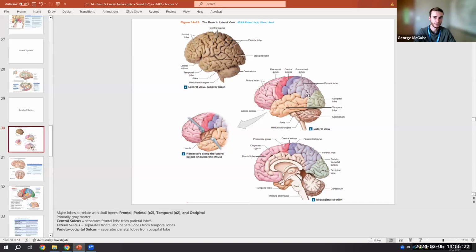We don't have a distinct sulcus or fissure that separates the temporal from the occipital, but then we do have one more sulcus, here you can see it in our sagittal view, that separates the parietal lobe from the occipital lobe. That is our parieto-occipital sulcus.